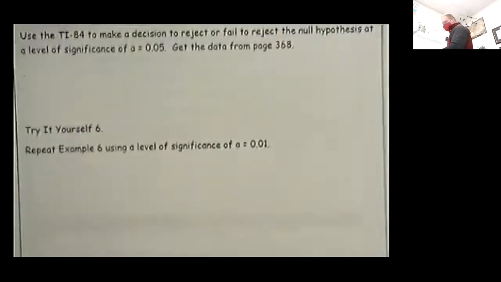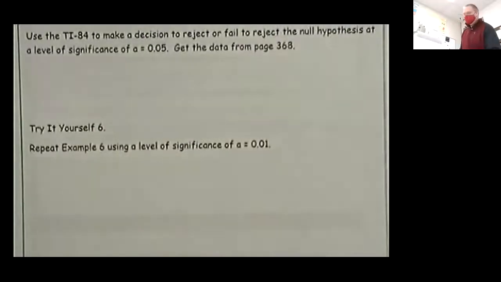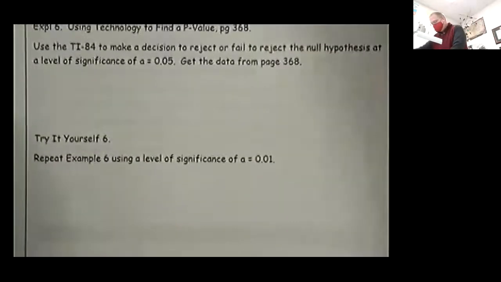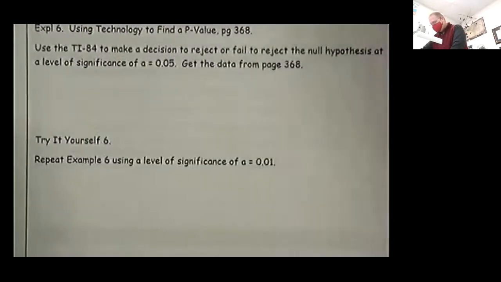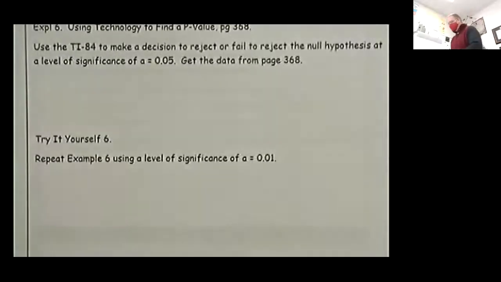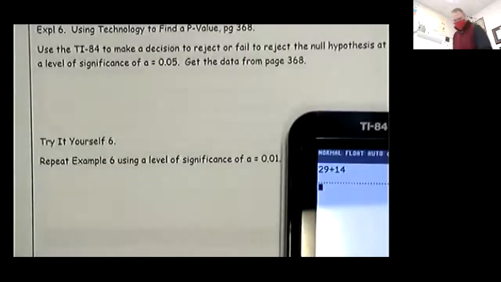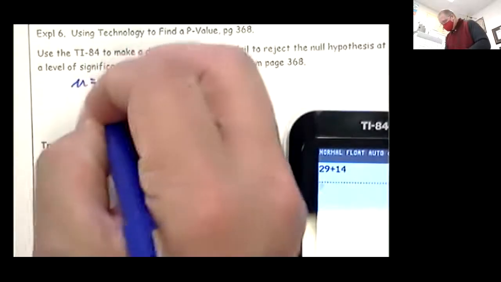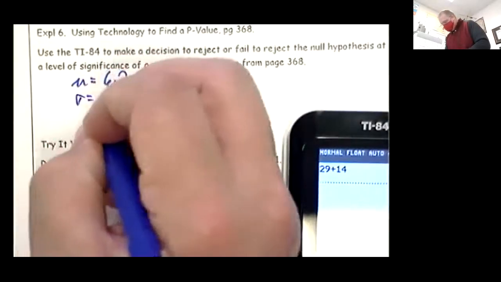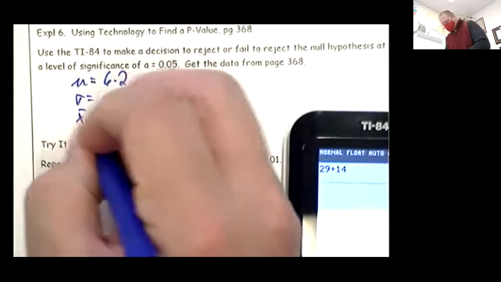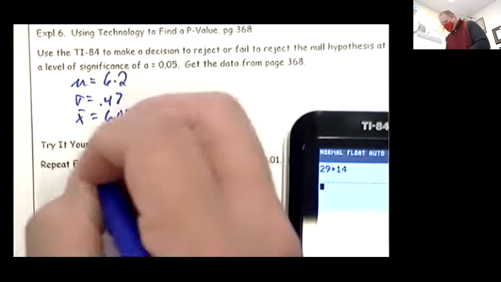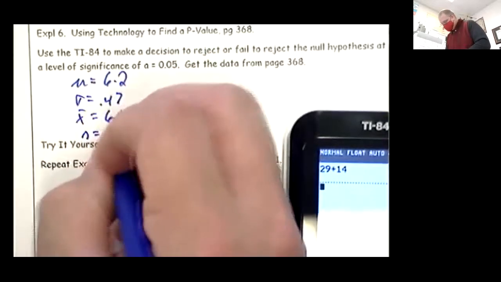Okay, we can also do this using a calculator. So looking at your calculator, we can use the TI-84 to make a decision to reject or fail to reject the null hypothesis at a level of significance of 0.05. Get the data from page 368, and I have that information for us. The mean was 6.2, sigma was 0.47, X bar was 6.07, N is 53.